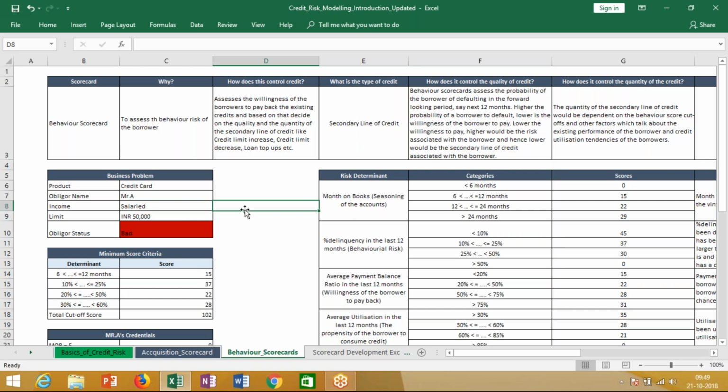Now, the next question is, how does this help me control the credit? My objective is that I have given loans to 10 borrowers. Out of these 10 borrowers, how many of them are likely to go back and pay the credit? So this is where we assess the willingness of the borrowers to pay back the existing credits. And based on that, we want to decide on the quality and the quantity of the secondary line of credit, like credit limit increases, credit limit decreases, loan top ups, etc.